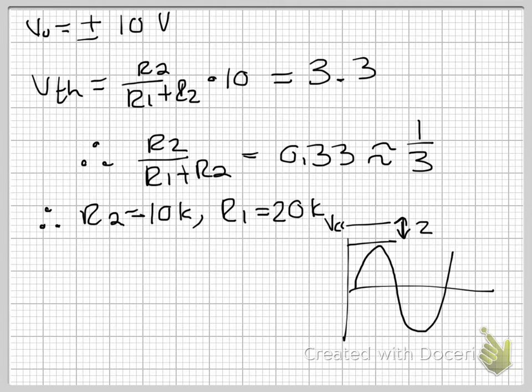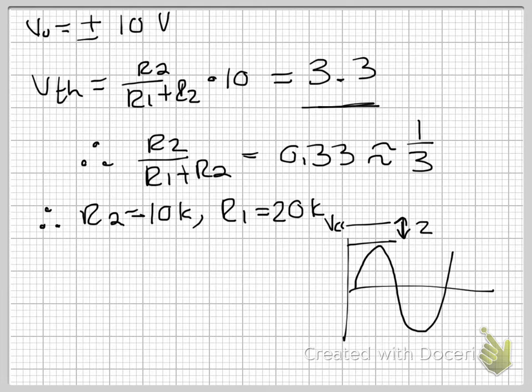Therefore our threshold is equal to R2 over R1 plus R2 times 10, because this is a non-inverting configuration. And because we want our threshold to equal 3.3, we set R2 over R1 plus R2 times our output equal to 3.3. And then we realize that the ratio of R2 to R1 plus R2 is equal to 0.33, which is equivalent to 1 over 3.